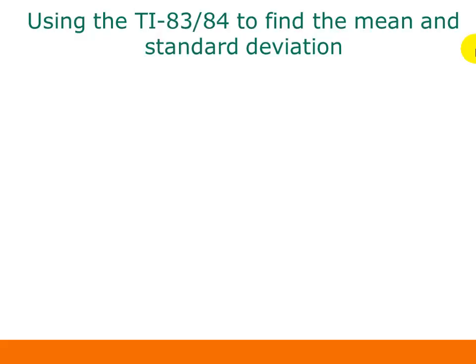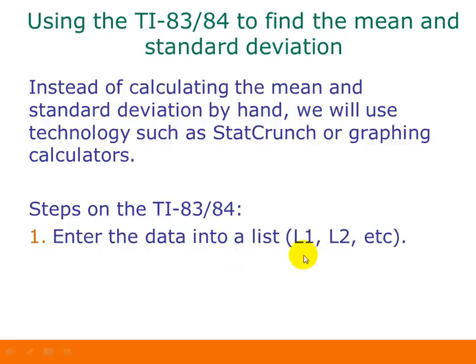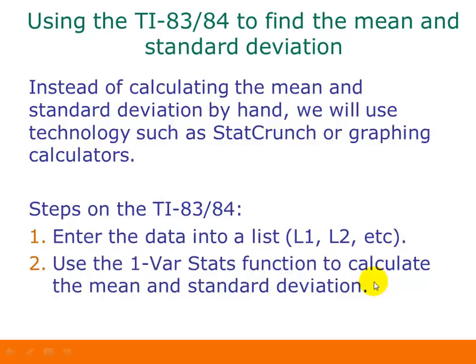Now, we won't normally be using that formula to find the standard deviation by hand. We'll normally be using technology such as StatCrunch or a graphing calculator like the TI-83 or 84. So to find this with the TI-83 or 84, the first step is that we have to enter the data into a list, and on those calculators the lists are called L1 and L2 and so on. And once we've put our data into a list, then we use the one variable stats function, and that calculates the mean and standard deviation as well as some other values.